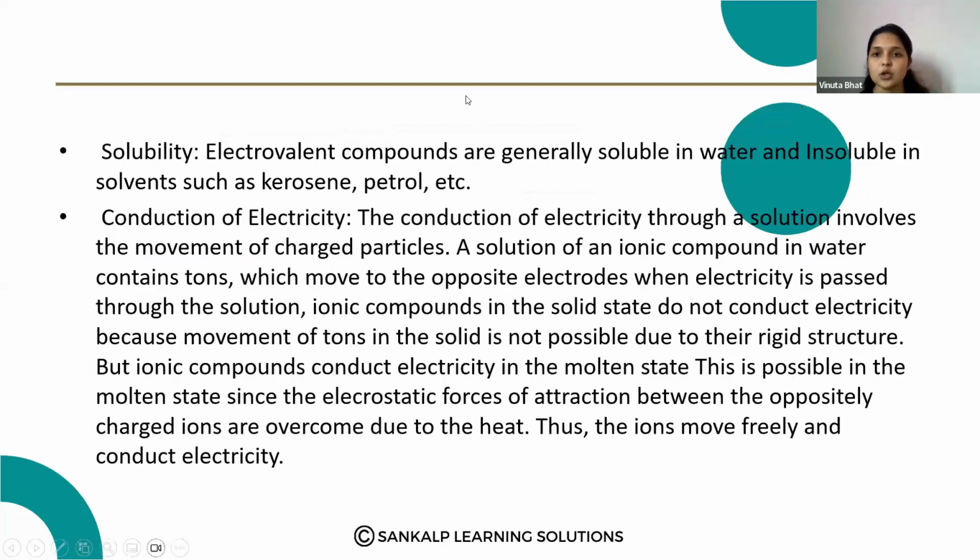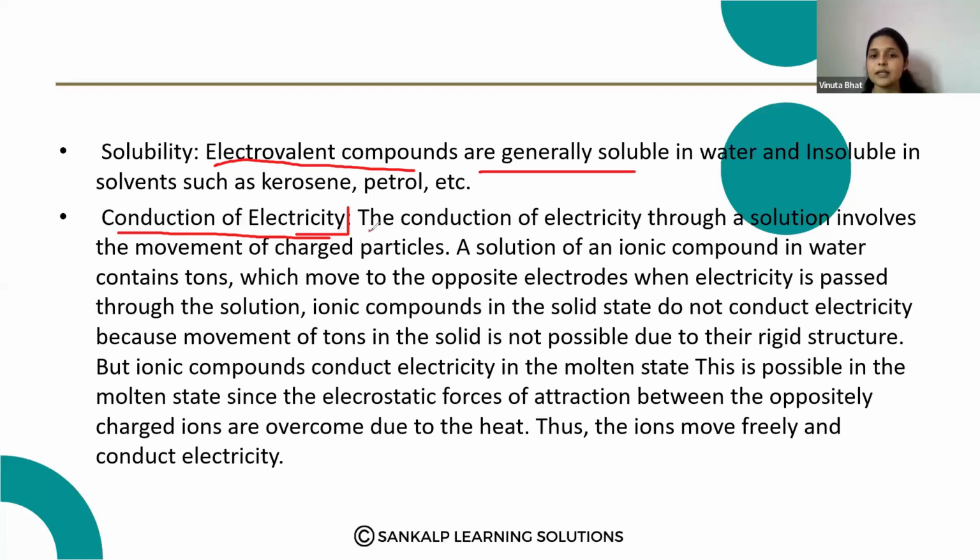Next, solubility. Electrovalent compounds are generally soluble in water and insoluble in solvents like kerosene and petrol. That is about the solubility of ionic compounds. And conduction of electricity: when these ionic compounds are in the molten state, the ions are able to conduct electricity. But when they are in a solid state, ions are not free, so electricity is not carried in the solid state.